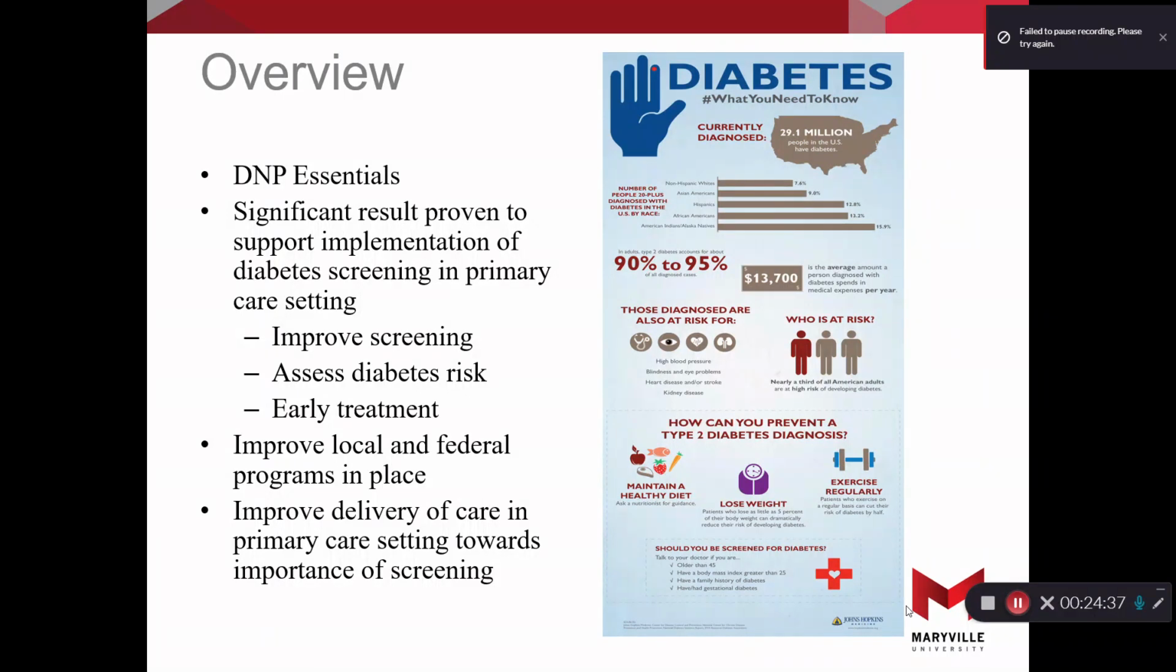Significant results were noted and proven to support the implementation of diabetes screening in a primary care setting. It improved screening, it assessed diabetes risk, and it helped support early treatment. It improved local and federal programs in place, and improved delivery of care in primary care settings towards the importance of screening. So the whole DNP project and the program was very efficient and was great.